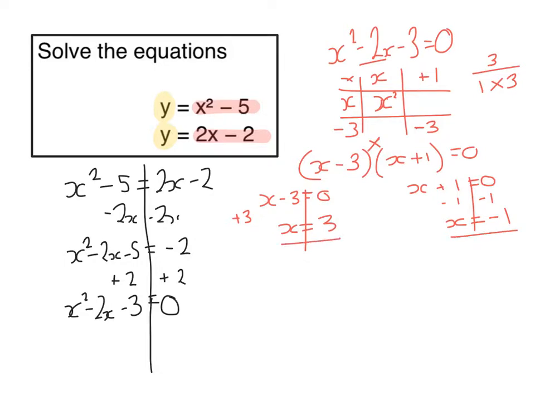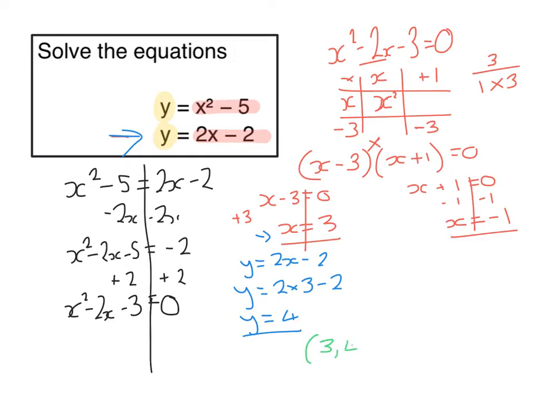And now I need to figure out, well, what is my y value when I've got that? Now I'm going to pick the easiest equation to use, which is this bottom one, so y equals 2x minus 2. So I want to know what is y when x is 3. So let's put that in. X is 3, so it's 2 times 3, take away 2. 2 times 3 is 6, take away 2 is 4. So I've got the coordinates here of x is 3, y is 4.